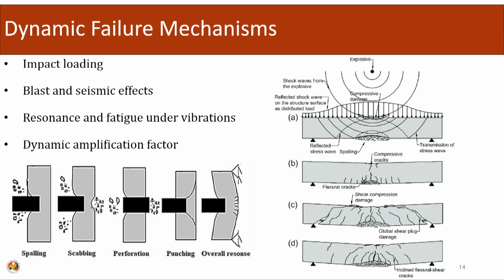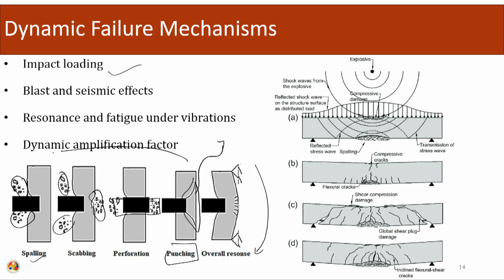So, dynamic failure mechanisms: we have already seen the failure mechanisms under the impact loading. The spalling will occur. From here the chunks will go out, scabbing will occur, chunks will go out from the other end. Then perforation, where the entire thing will be punching, a section will try to come out as a punching failure, and this is the overall bending response. So, these first four can be considered as local mechanisms, and this is the overall mechanism.